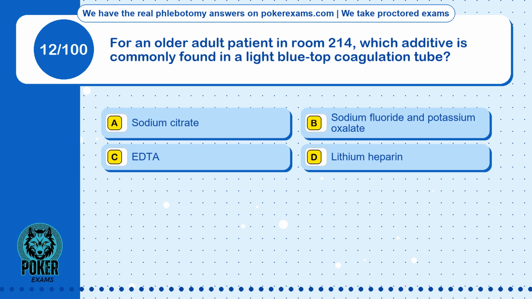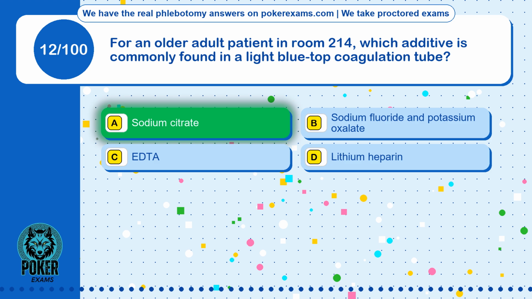Question 12. For an older adult patient in room 214, which additive is commonly found in a light blue top coagulation tube? Option A, sodium citrate. Option B, sodium fluoride and potassium oxalate. Option C, EDTA. Option D, lithium heparin.